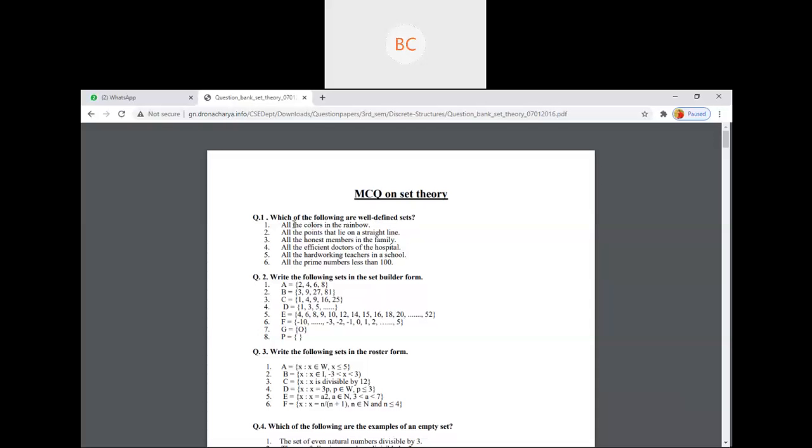Yes, all the prime numbers less than 100, ma'am. Okay, this is well defined. Correct. Now, if you go to the first option, that is all colors in the rainbow. In a rainbow, how many colors will you get? Seven. Yes. The same 7 colors they will get in a rainbow. Is it correct? You can see the same 7 colors.